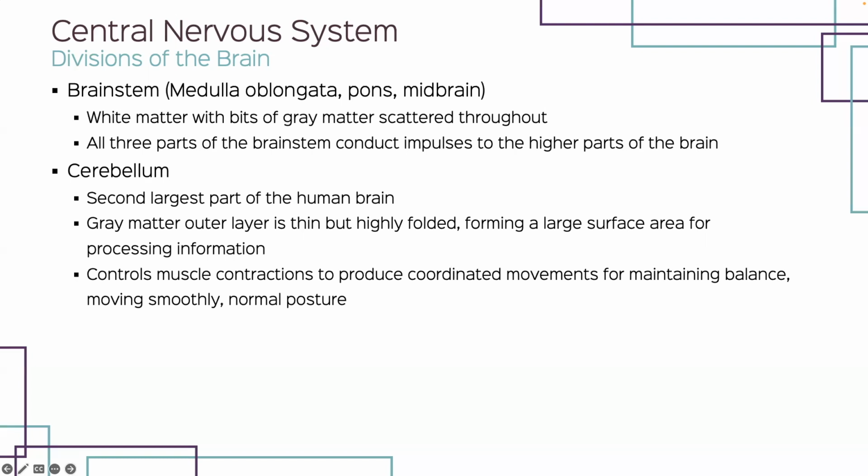All three parts of the brainstem function as two-way conduction paths. Sensory fibers conduct impulses from the spinal cord to other parts of the brain, and then motor fibers conduct impulses down from the brain to the spinal cord.